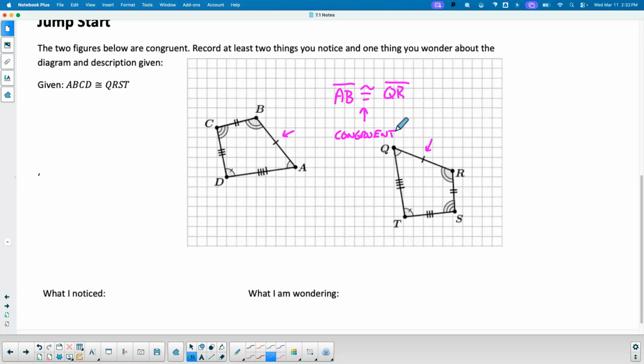In an angle, you've got a couple of different ways. In an angle, you could have arcs going in between. The same amount of arcs represents congruent angles. If you'll notice, angle C and angle S have 3 arcs in them. Angle B and angle R have 2 arcs in them. So angle C is congruent to angle S. Angle B is congruent to angle R.